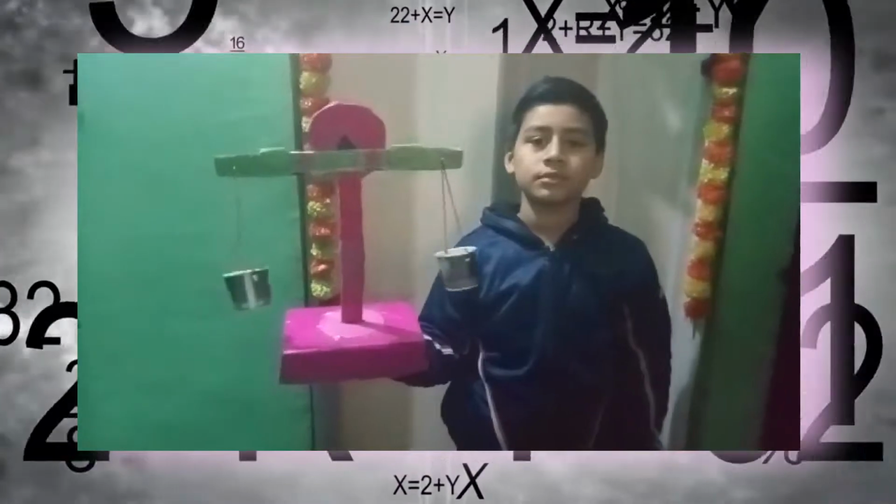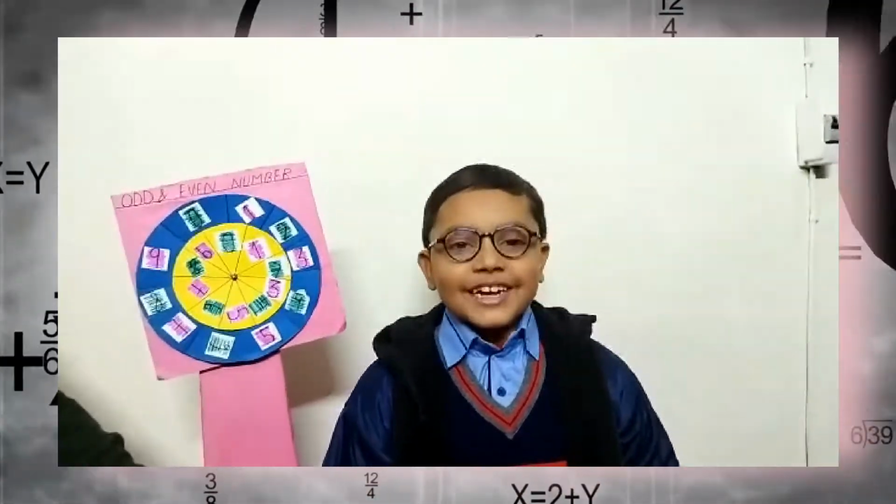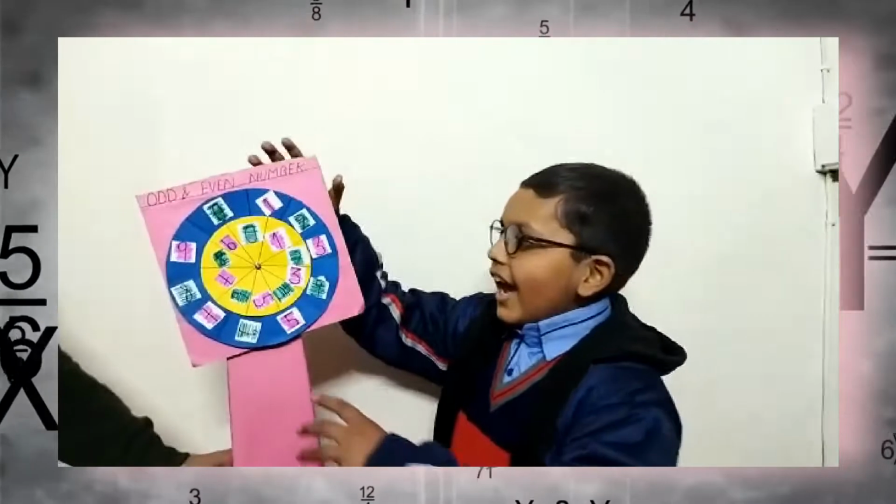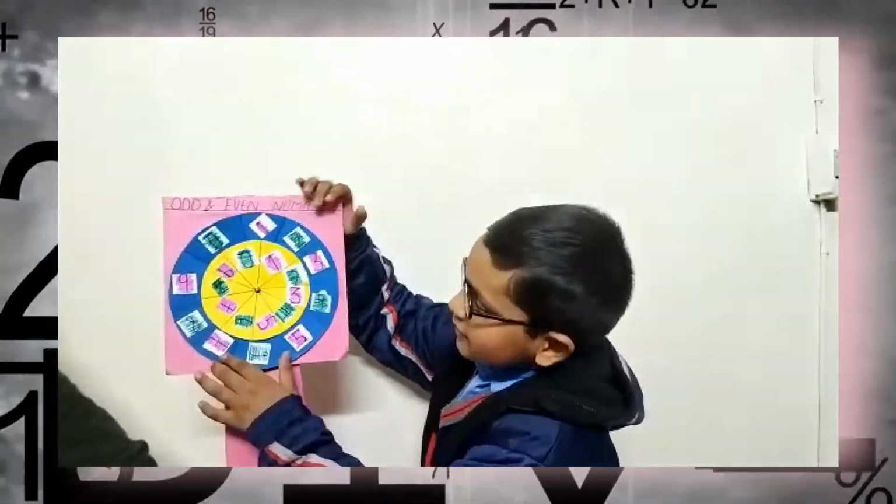Hello everyone. My name is Yansh Joshi. I study in class 3C. Today my topic is odd and even numbers. I will tell you how my project works. What is an even number? A number that can be divisible by 2 is an even number. Similarly, a number that cannot be divisible by 2 is an odd number. Here, I will rotate both of these circles.